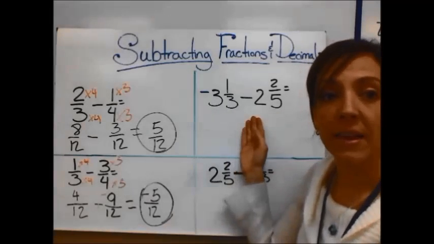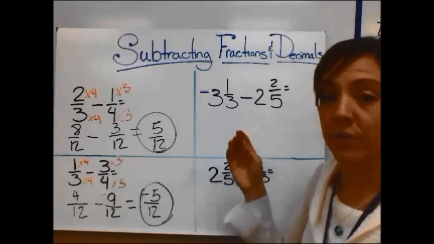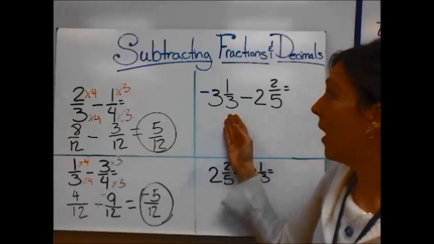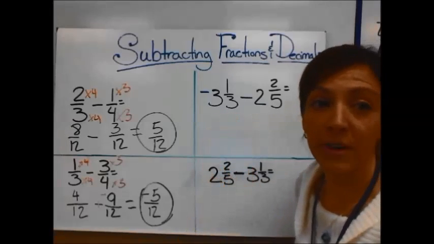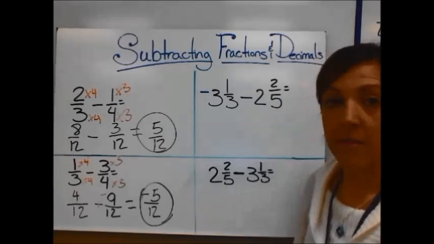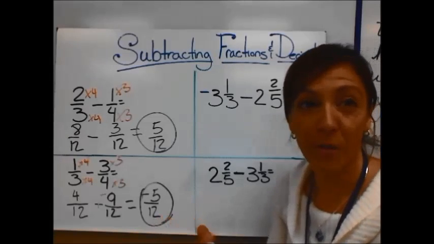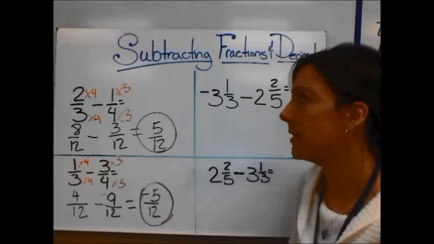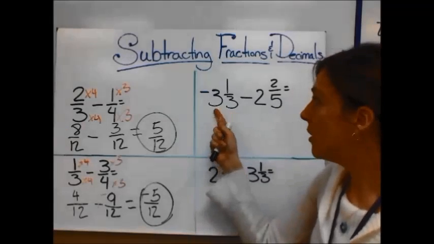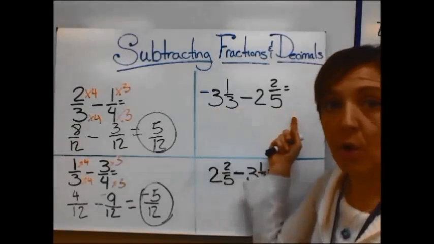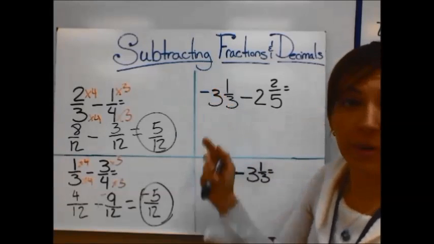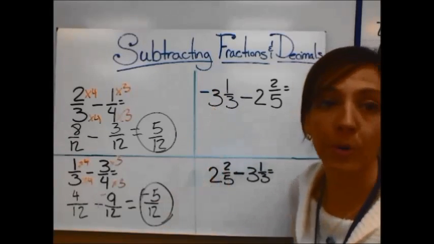Let's go up here. Negative 3 1/3 minus 2 2/5. All right. We are going to choose one of the 3 different methods that I showed you in the video where you were adding fractions and decimals. You can change these to improper fractions. You can subtract straight across, or you could borrow if you need to from one of your whole numbers.